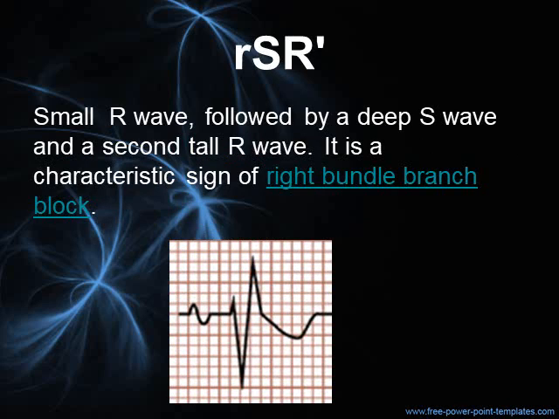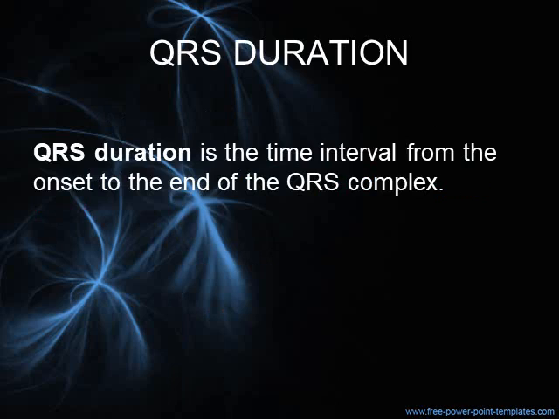RSR dash pattern: a small R wave followed by a deep S wave and a second tall R wave is a characteristic sign of right bundle branch block.